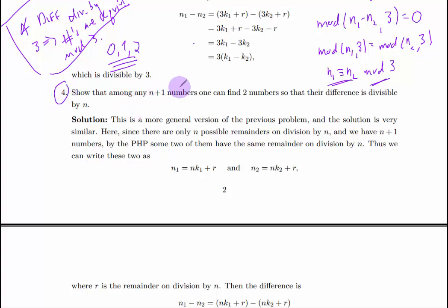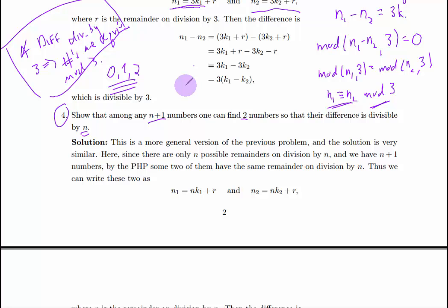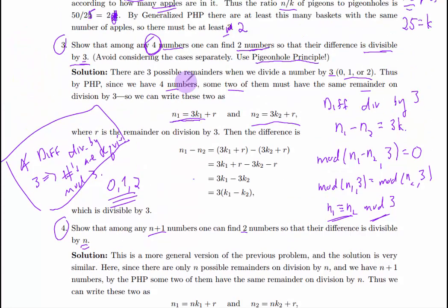All right, problem 4. This is kind of a generalization of that previous one. Suppose among n plus 1 numbers, you can find 2 numbers such that their difference is divisible by n. Okay, all right, so let's try to apply the same reasoning that we used in the previous problem to this case. Now remember, in the previous problem we had 4 numbers. 4 was the number of pigeons. Now unfortunately he used n here, so maybe I should use capital N for the pigeons.